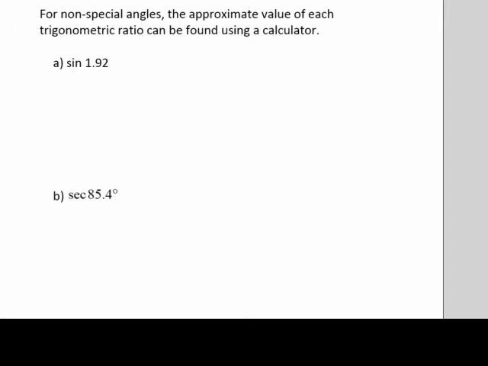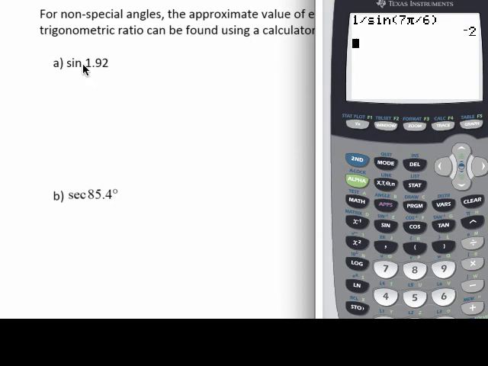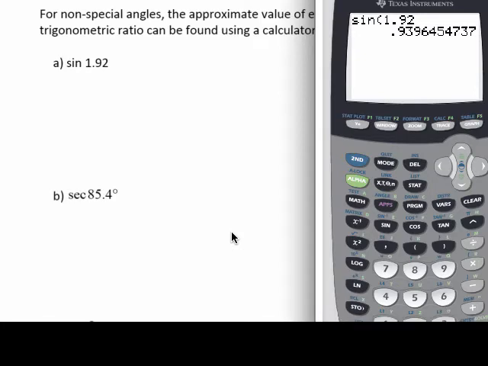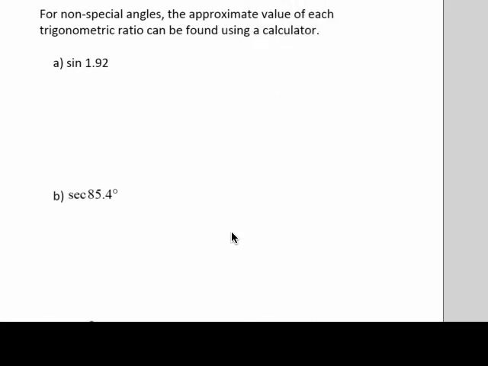So if I have the sine of 1.92, okay, the sine of an angle, because this is always the position of where we put the angle, of 1.92, that's radians because there's no degree sign. So if I type sine of 1.92, the decimal approximation is 0.93, let's say 0.94.